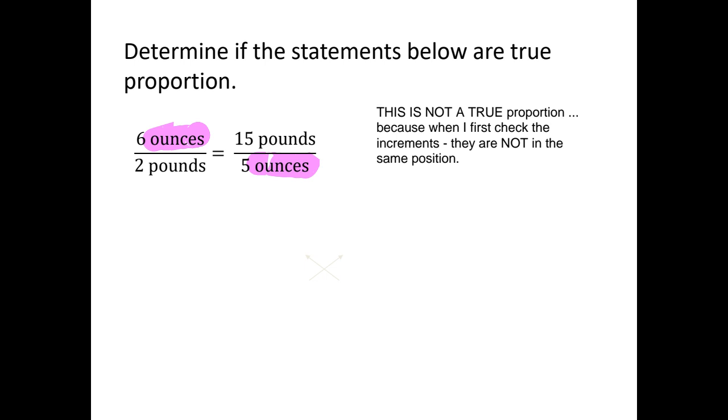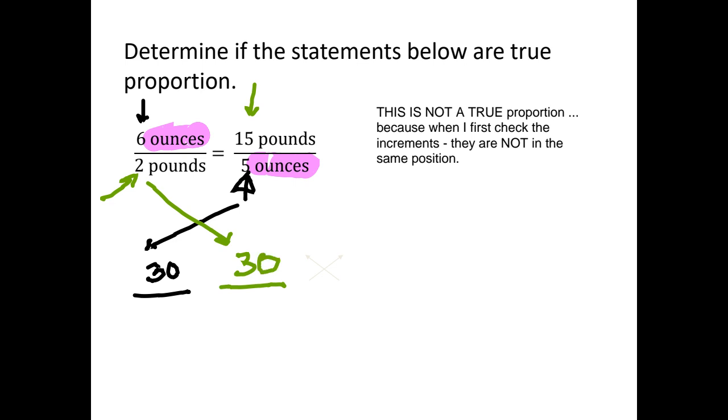Now, I will admit that if I cross multiply first without checking the increments, I guarantee you I would get 30 equals 30. Okay, because notice here, if I take 6 times 5, that will give me 30. If I take 15 times 2, it will give me 30. The numbers equal, but the increments don't.